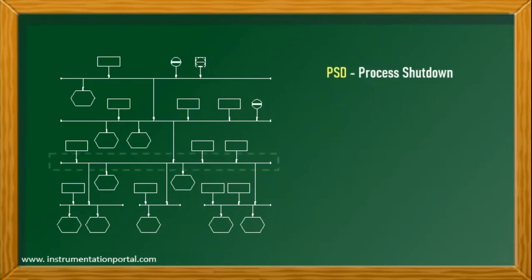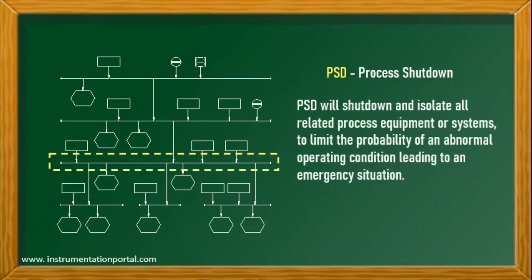The next level is PSD or process shutdown. PSD will shut down and isolate all related process equipment or systems to limit the probability of an abnormal operating condition, which can lead to an emergency situation. However, utility system will remain operational if possible.